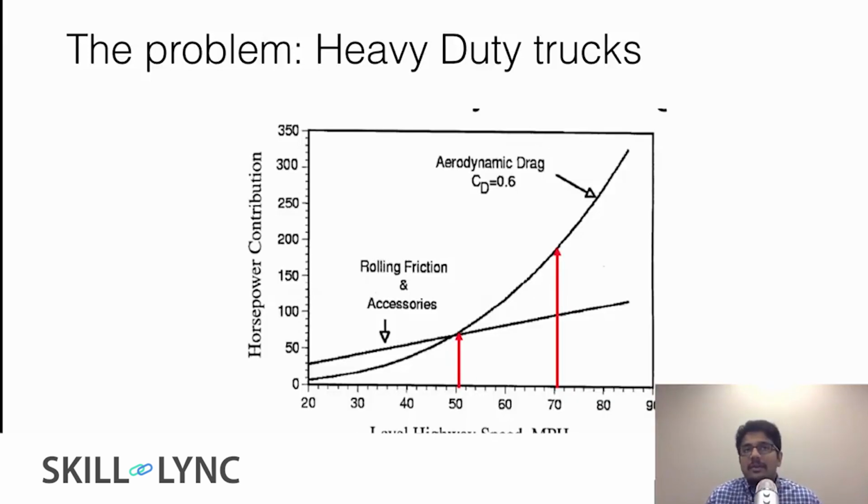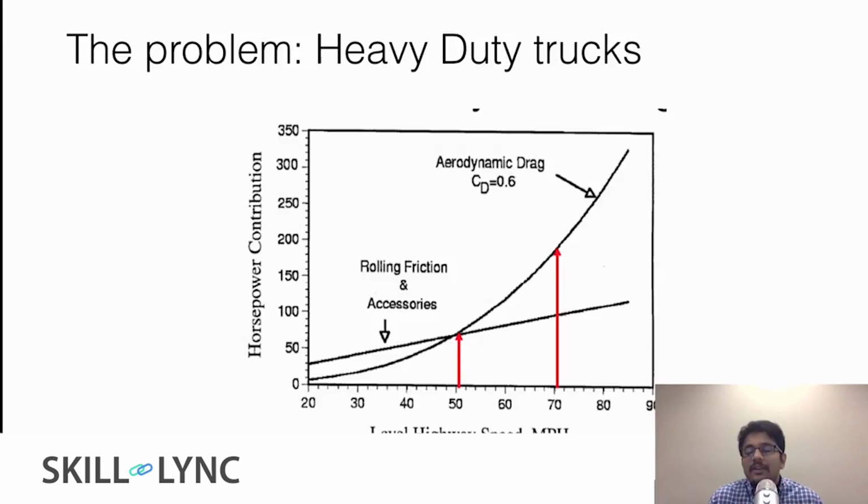Why is this an aerodynamic problem? Well, to answer that, let us take a look at the simple graph. Here on the x-axis, you're looking at level highway speed. So this is basically the speed at which the truck is traveling. And on the y-axis, we are showing the horsepower consumption. So the highway speeds here in the US are typically around 70 miles per hour. You can think of that as an average value.